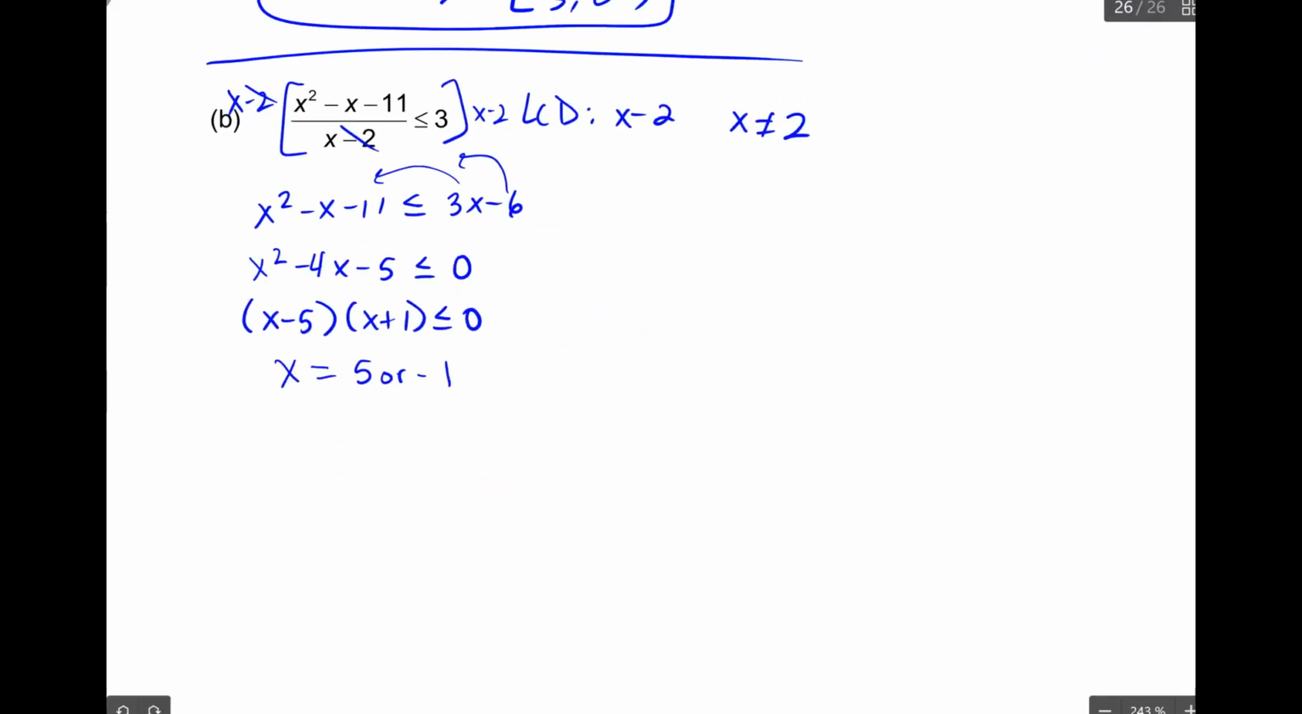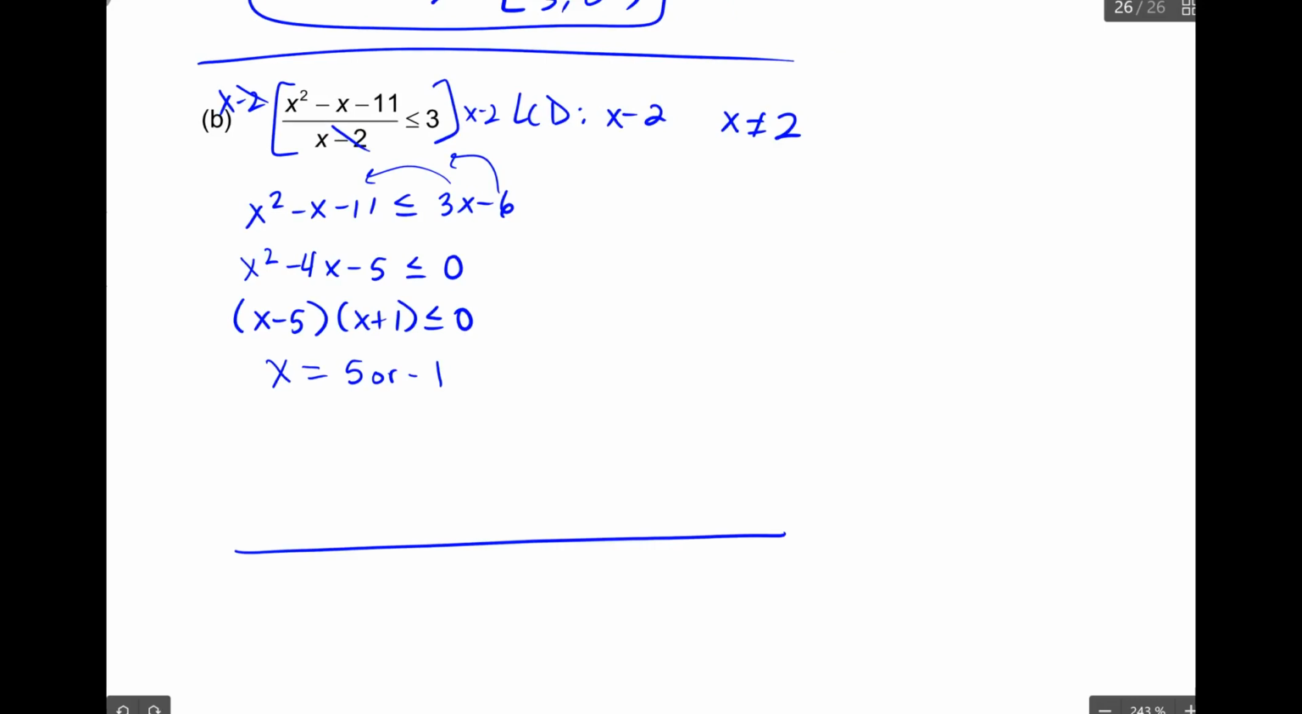And so when I draw my little number line, I have to include negative 1, my interesting point, which is x equals 2, because it can't equal 2, and 5. Okay, just need to plug in some numbers. So if I plug in x equals negative 2, I will get negative 2 minus 5, negative 2 plus 1, so it's going to be positive.